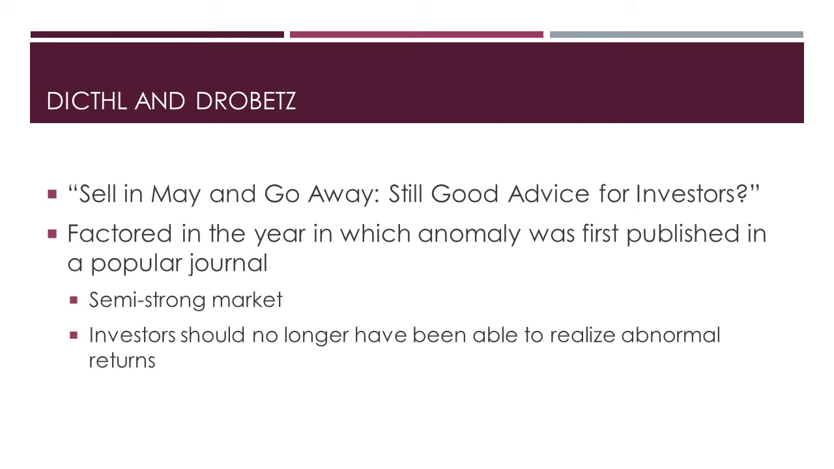The research by Dichtel and Drobitz is titled Sell in May and Go Away, Still Good Advice for Investors? One thing this study did differently than previous ones was that they factored in the year in which the anomaly was first published in a popular journal, which was 2002. Out of the many shortcomings they pointed out, this one was a major one. This goes back to the whole semi-strong form market. If markets are truly efficient, people would stop gaining from the anomaly as soon as it became publicly known information.